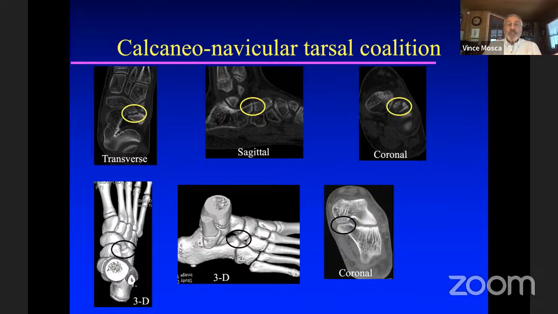But when you see a calcaneo-navicular coalition and you're going to start managing it, before performing surgery, if that is what you're going to do, you must get a CT scan. Absolutely must get a CT scan in all three planes, transverse, sagittal, and coronal, and with the 3D reconstructions to rule out a coincidental subtalar coalition.